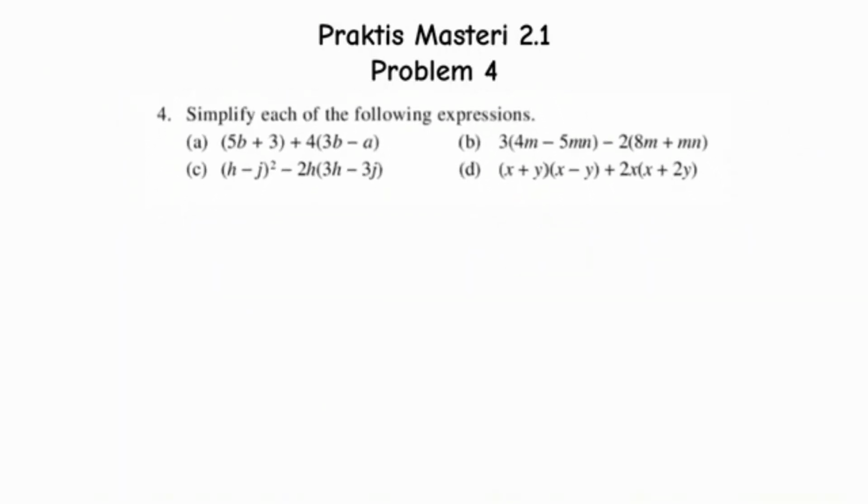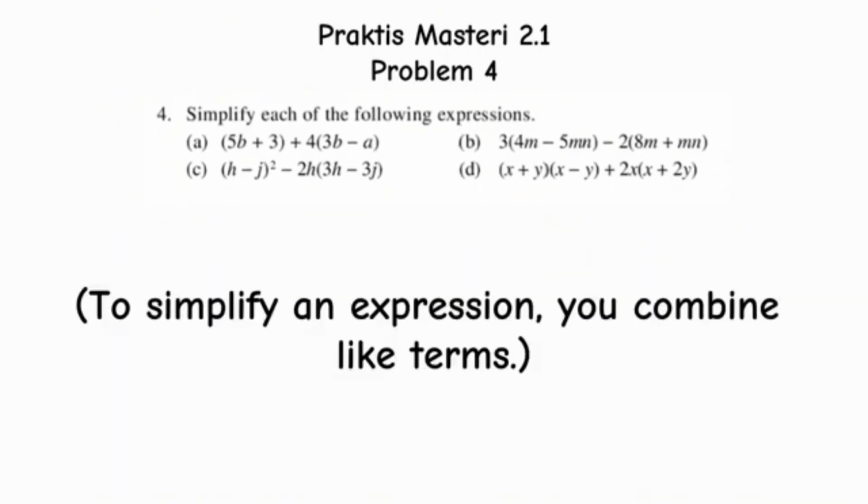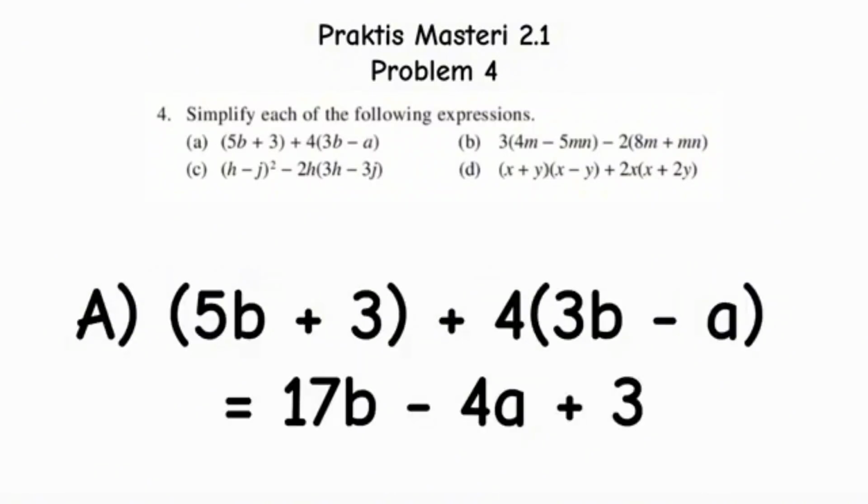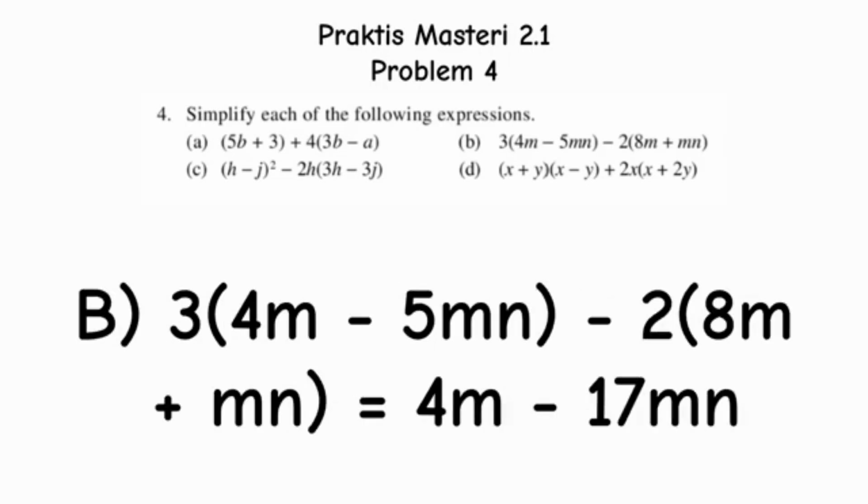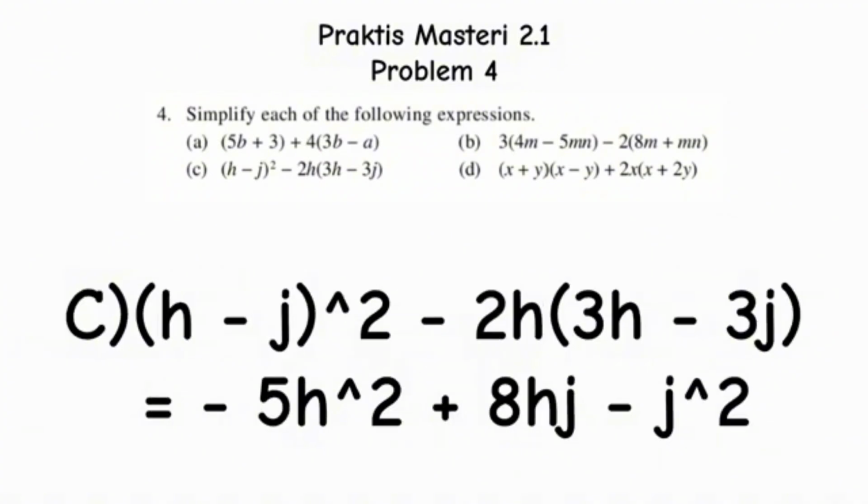Problem 4, simplifying expressions. To simplify an expression, you combine like terms. A. 5b plus 3 plus 4(3b) equals 17b plus 3. B. 4a plus 3b minus 3 and 4m minus 5mn plus 8m plus mn equals 4m minus 17mn. C. H. j squared minus 2h plus 3h minus 3j equals minus 5h.